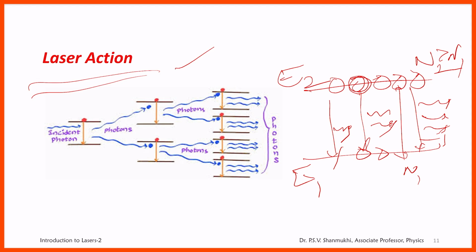The same thing is depicted here. The incident photon is provoking or stimulating an atom. Therefore, 2 photons are generated. Each photon is stimulating 1 more atom. 2 photons are generated. Like that, multiplication effect is taking place. This is a chain process. This process is called laser action and lasing mechanism. So, this is the most important feature in case of laser light production.